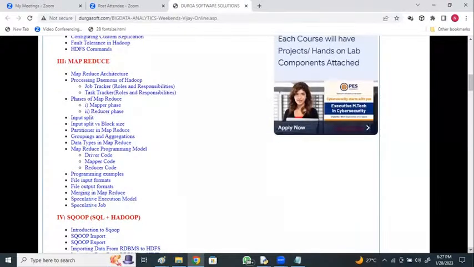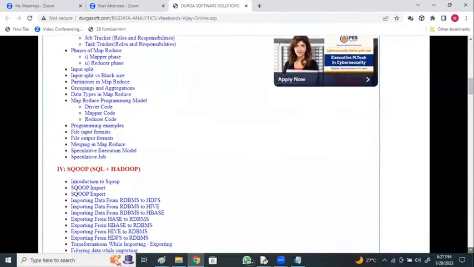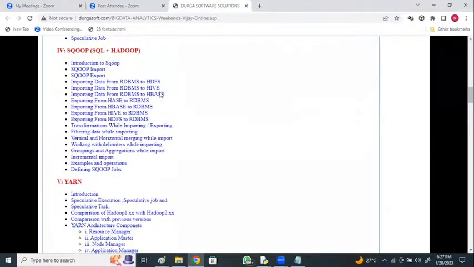MapReduce execution model in Hadoop. And Sqoop, SQL plus Hadoop. The first two characters of SQL and the last three characters of Hadoop form Sqoop, right? Import or export operations: how to pull the data from different databases, process it, and after processing, the data needs to be taken back to databases. Import and export operations are not for processing, just for importing and exporting data. And filtering, transforming, all this.